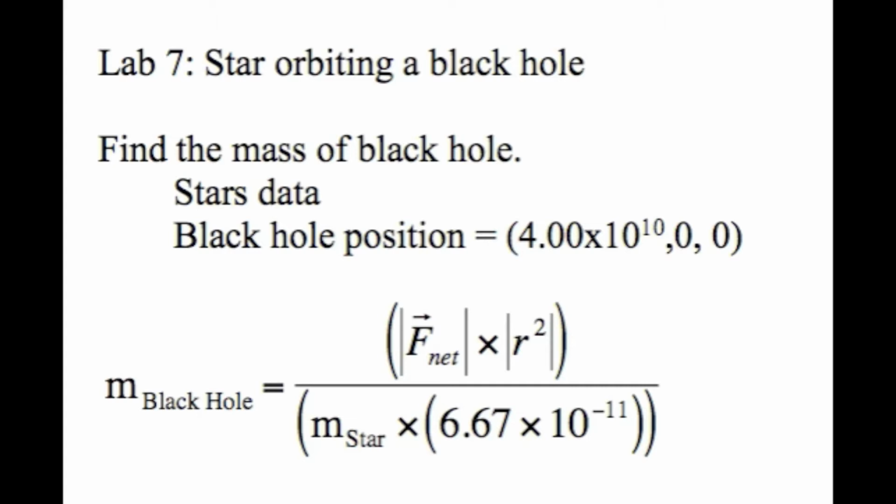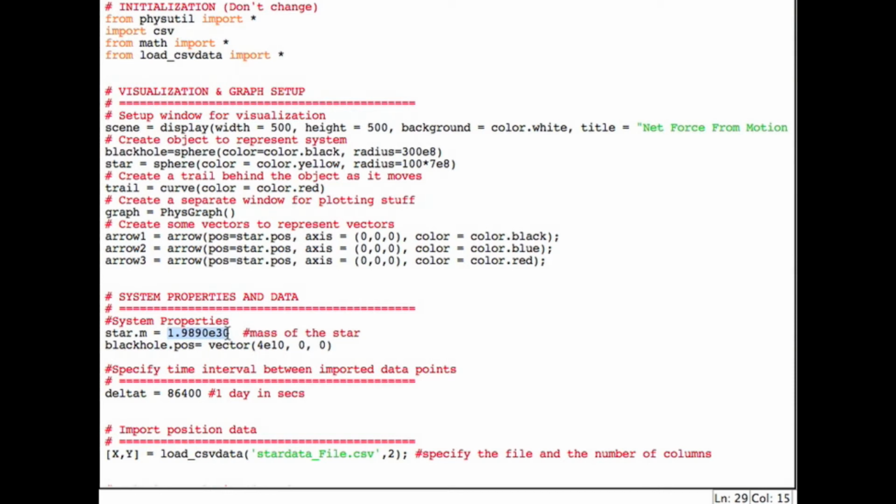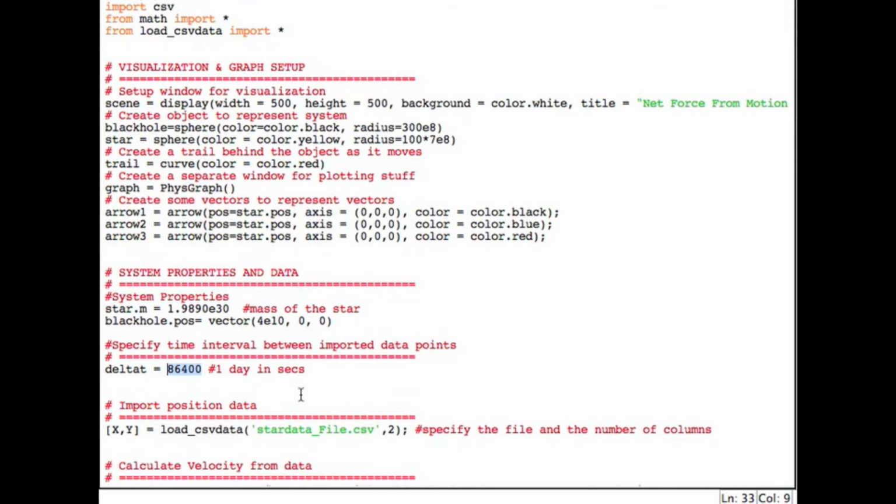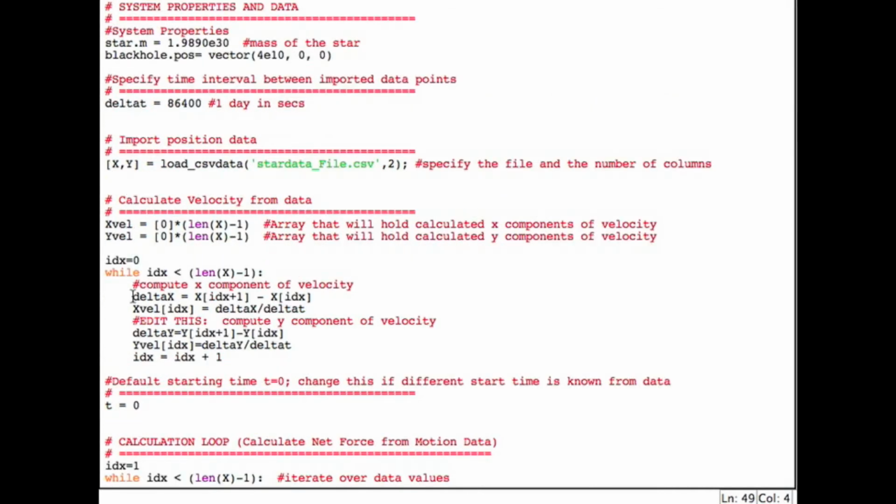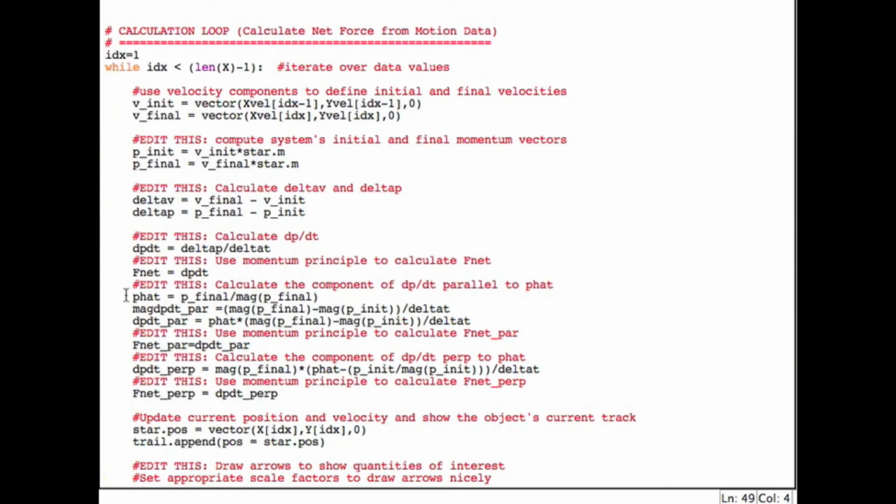We can find the net force, which is equal to the gravitational force of the black hole we are dealing with. I then plugged in the star's mass here, the black hole's initial position here, and I used a delta t equal to the number of seconds in one day. I then pulled out the star's data and used it to find the velocities of the star between each of the points with this chunk of code here.